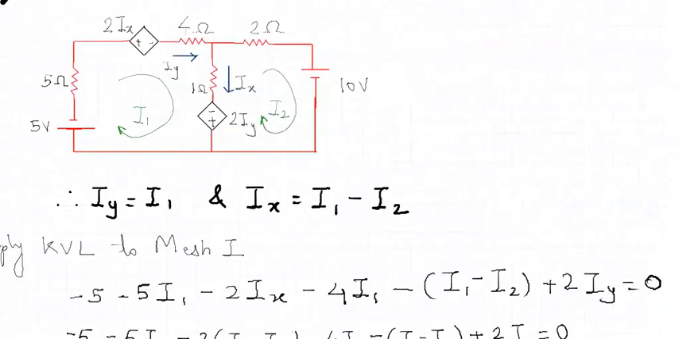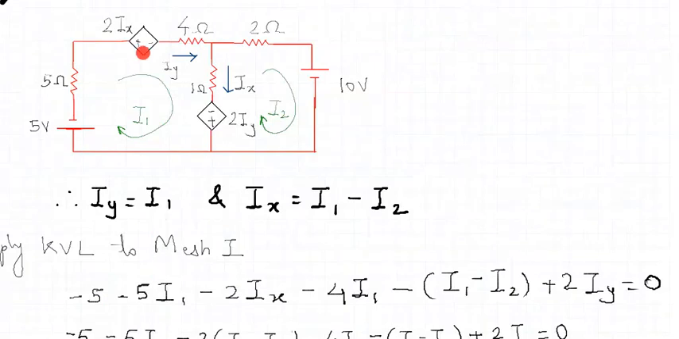Verify it now. We started with minus 5, correct? Then we took minus 5I1, which is shown here. Then we came to the dependent source. The polarity is plus minus, so again it is a fall in the voltage, so it should be minus 2Ix. Then the 4 ohm resistor with current I1 flowing through it becomes minus 4I1. Then this 1 ohm resistor in which two currents are flowing, so it is minus bracket I1 minus I2. And then this second dependent source with the polarity minus and plus, and that's why it is added, plus 2Iy is equal to 0.